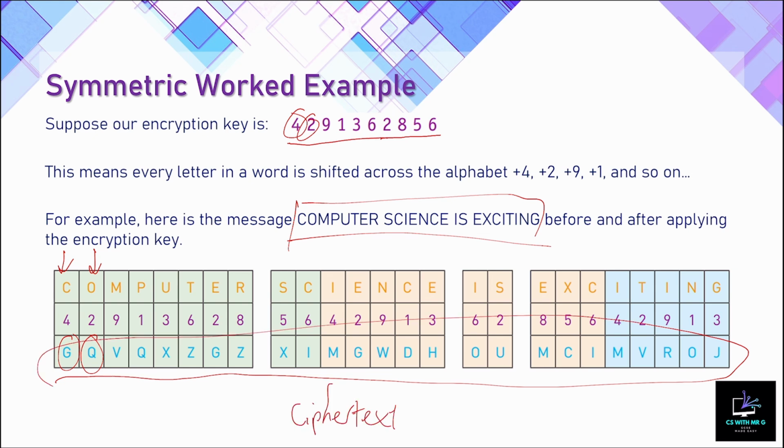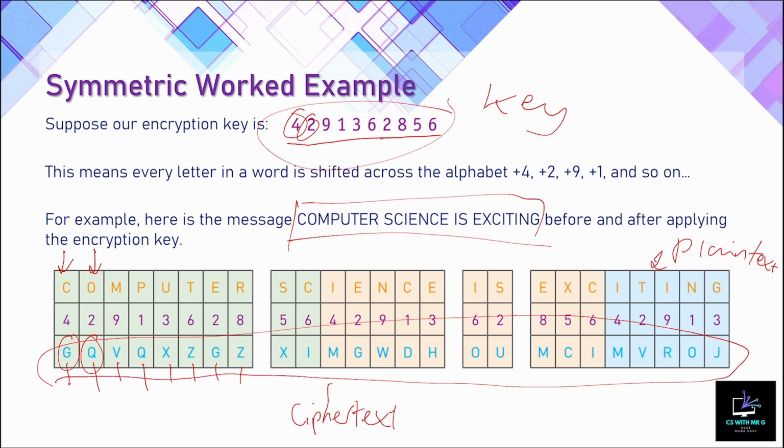Okay, if you were to read this message, G, Q, V, Q, X, Z, G, Z, that makes absolutely no sense whatsoever. But as we mentioned, as long as you have the key, then you are able to unlock the text and go back to the plain text and understand the original message. Okay, but this is how a key works.